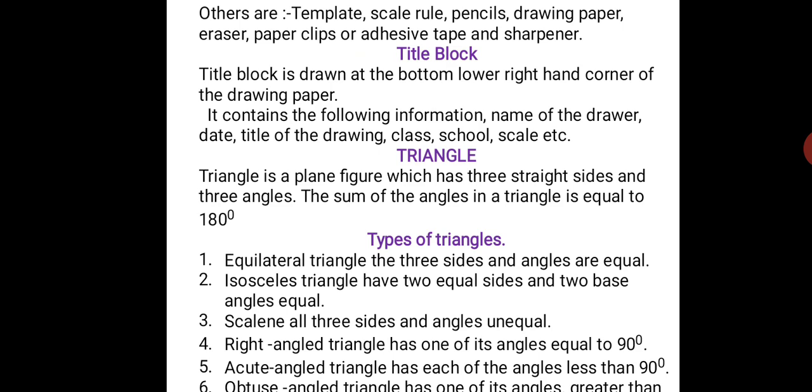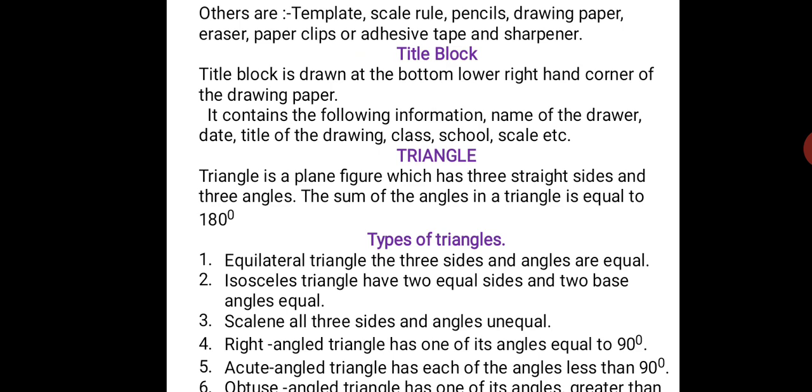You have your eraser for cleaning your mistakes. You have your paper clips or adhesive tape for fixing paper on the drawing board. You have your sharpener for keeping your pencil point clean and sharp.